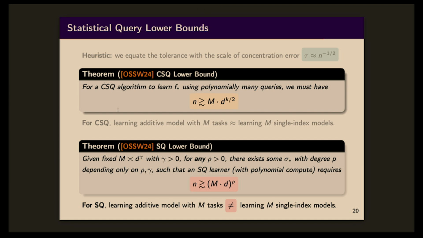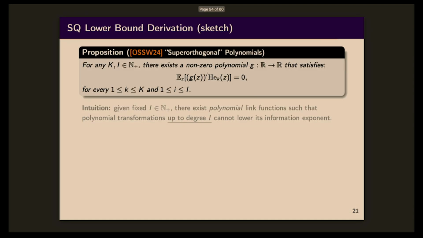Essentially, the way we prove this is that first we show the converse of the previous claim we had when we tried to lower the information exponent. Previously, we stated that if you give me a link function sigma star, I can always find some polynomial transformation that lowers the information exponent to 2. So that's part one.